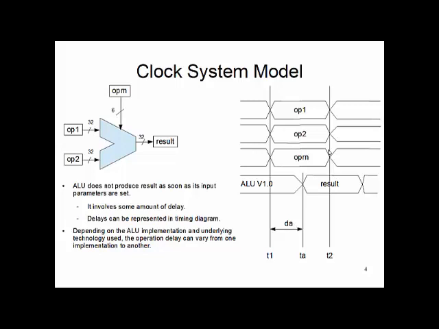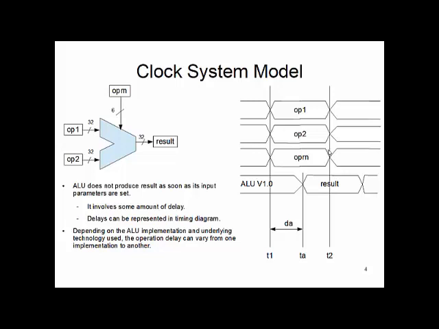Now, depending on the ALU implementation and underlying technology used, this operation delay can vary from one implementation to another. Even the same ALU, if operating under certain physical conditions, for example in a higher temperature region or high humid region, that also affects the electronic system and can vary the amount of delay before the result appears.